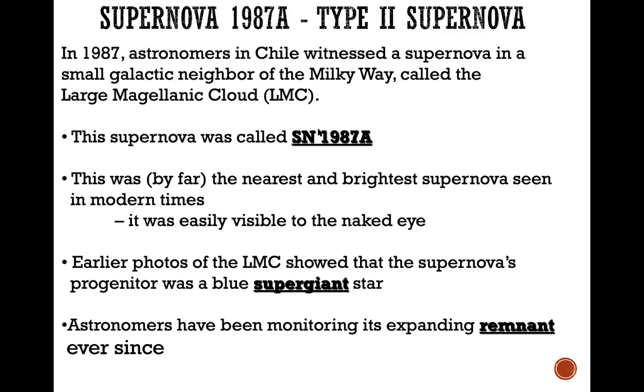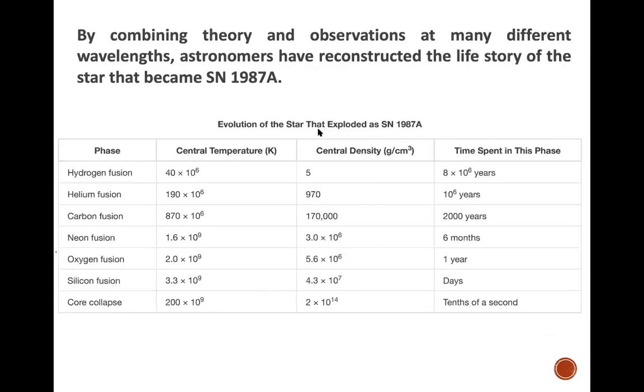Earlier photos of the Large Magellanic Cloud showed that the supernova progenitor was a blue supergiant star. So that's where it originated, and you can actually see the supernova remnants, what remains after the supernova explosion.